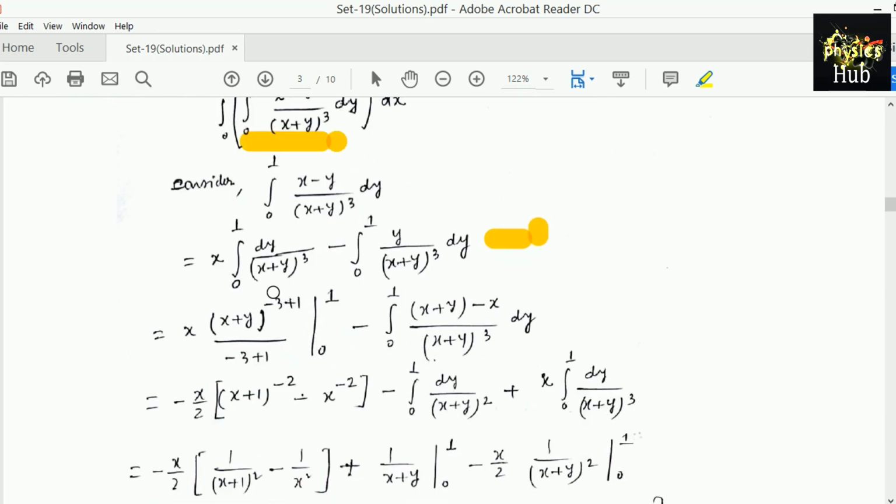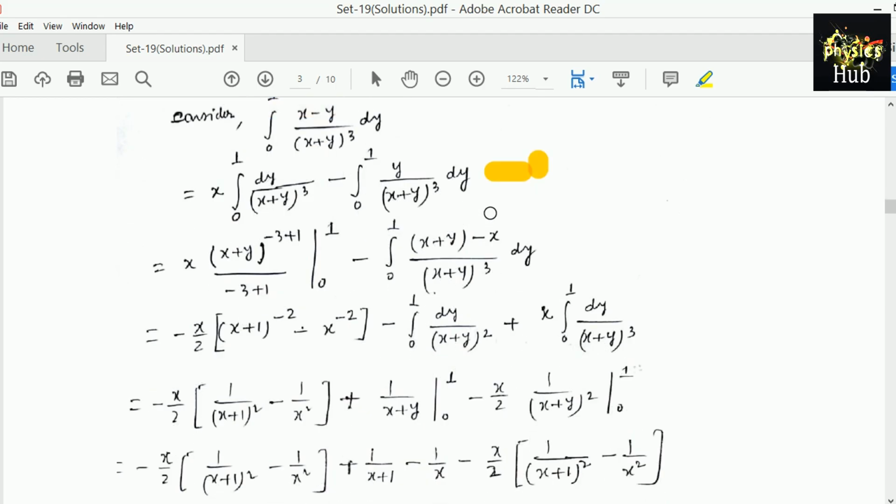Here y is variable and x should be treated as some constant. Or not constant, I mean the integration will be with respect to y, and x may be some independent variable here. To carry out this integration, what we have done, we have done this x plus y minus x. So we just separate this integration into two parts.